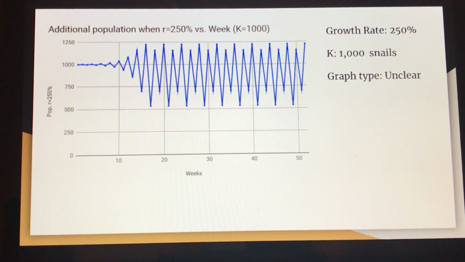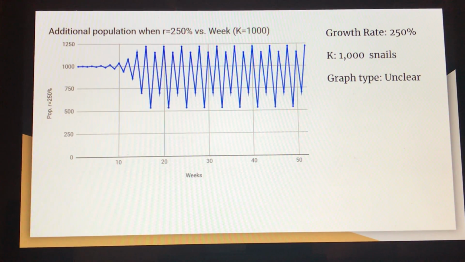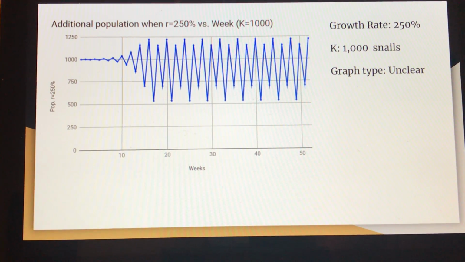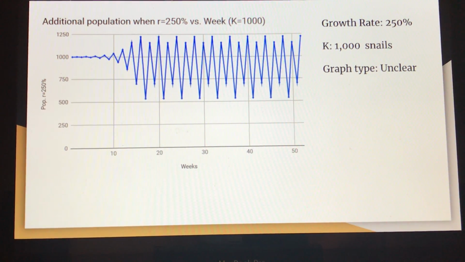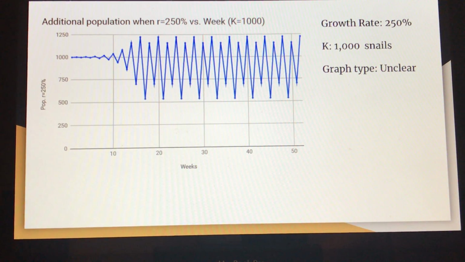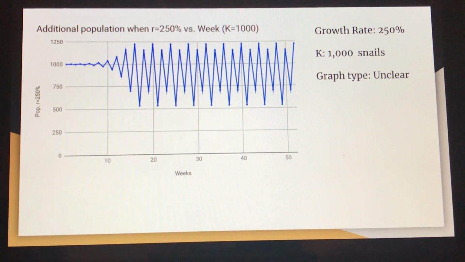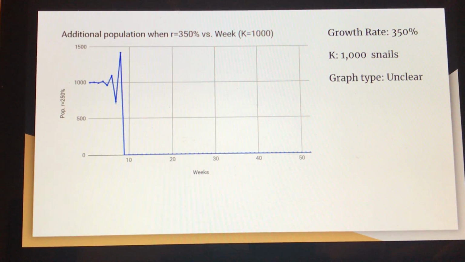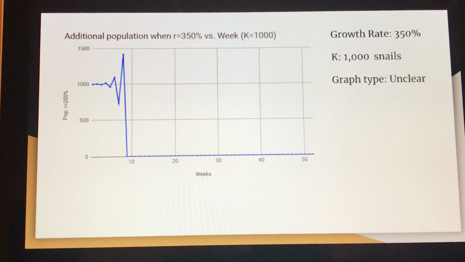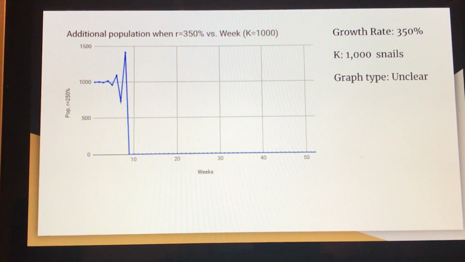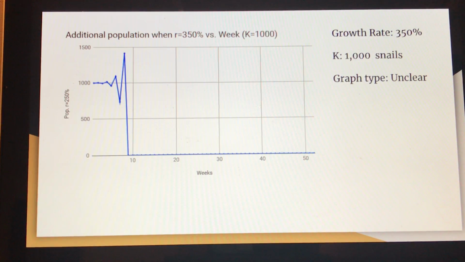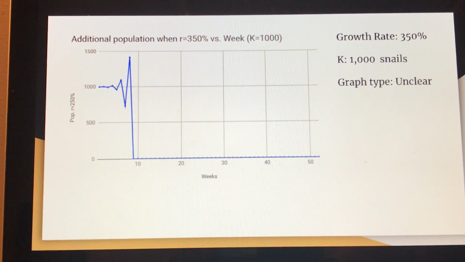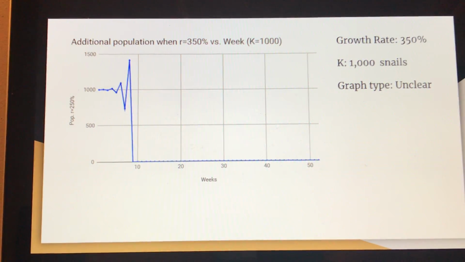Here we see the graph when the growth rate is 250% and our carrying capacity is only 1,000 snails. We see that the growth type in this graph is unclear, as it starts at 999 and then does an increasing-decreasing pattern. When we change our growth rate to 350% and still start at 999 as our starting population, we see that growth increases and then decreases and then increases and then drops all the way down to 0.